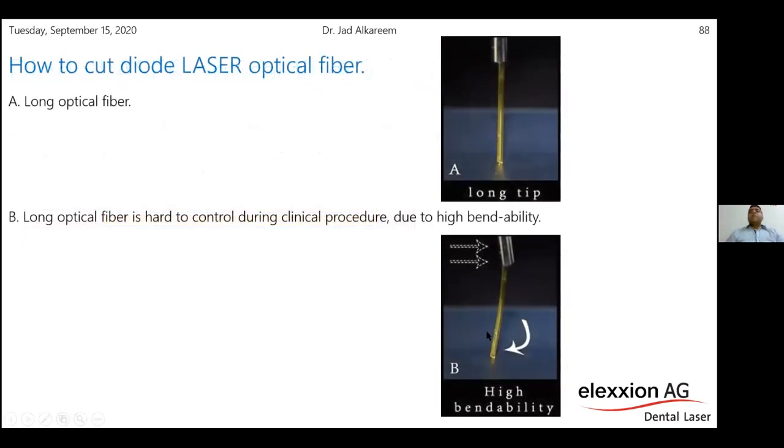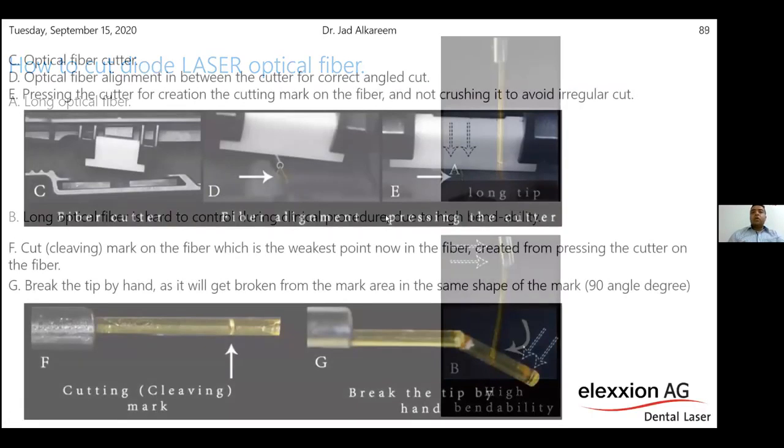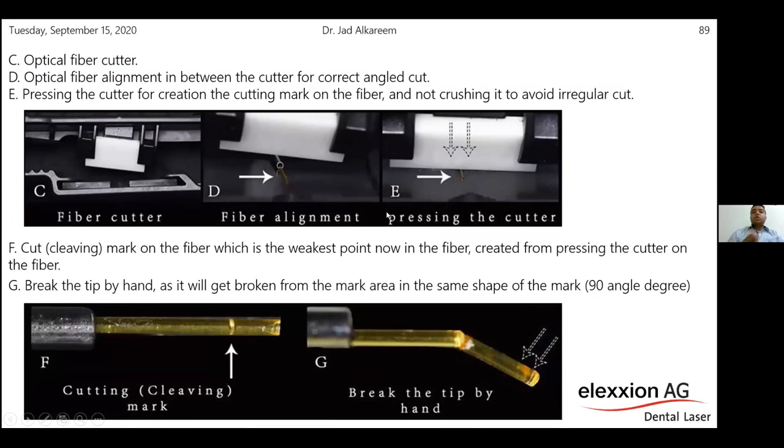Then we have another point, which is cutting the optical fibers. Most of the diode laser fibers need to be cut after the treatment. Cutting the fiber is a very sensitive procedure, so the dentist has to make sure that he has cut the fiber correctly. And after he cuts the fiber, he has to do something called the cleavage. He makes sure that the laser is coming out in a point, not scattered.